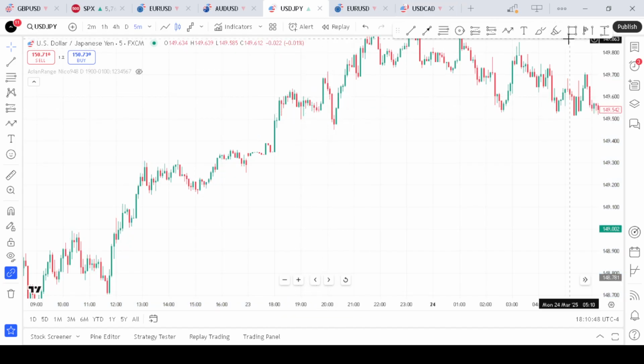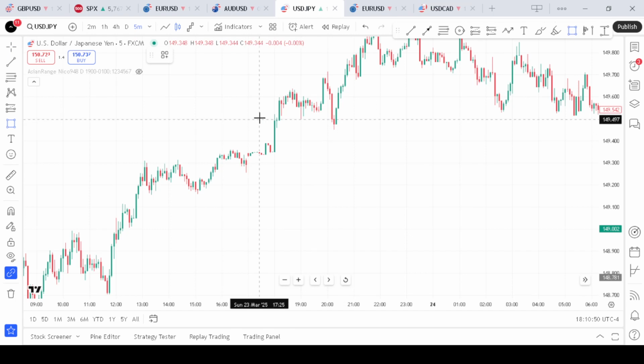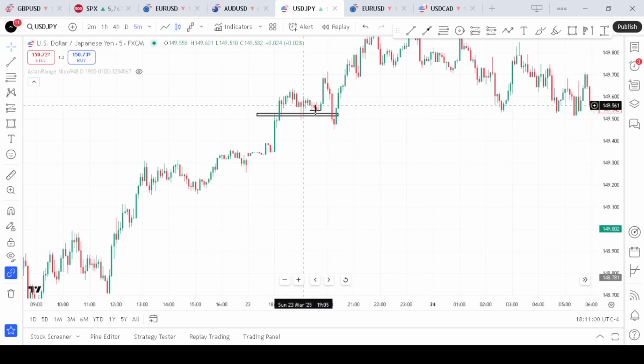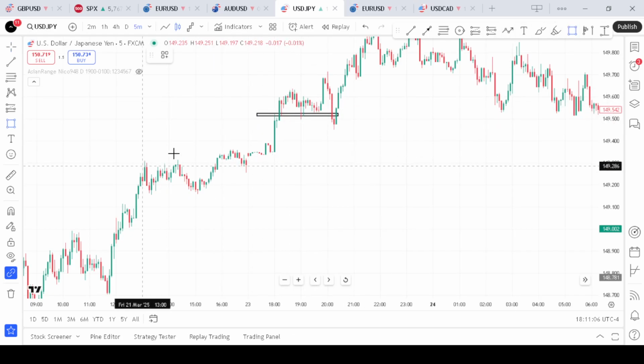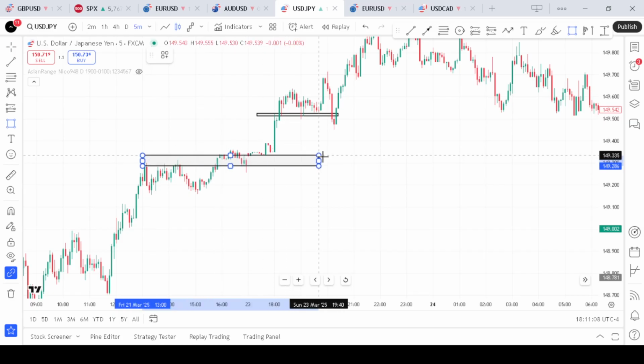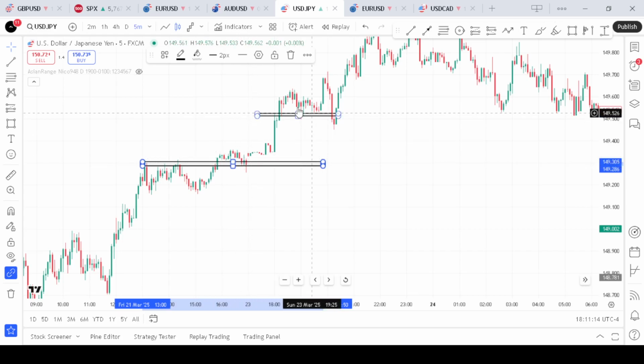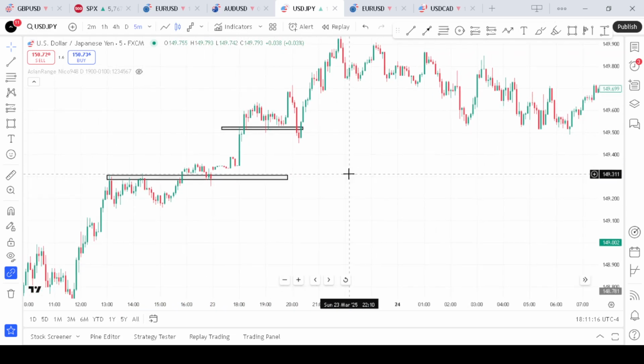Now looking for areas for possible Asian sweep zones or kill zones. I can see this as a previous support area where price is retesting, finding it difficult to break this area. This is also a strong resistance point that got broken at this area and became a support point. So these are the areas we'll be looking at.